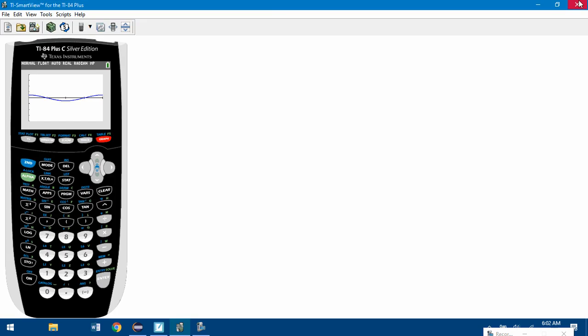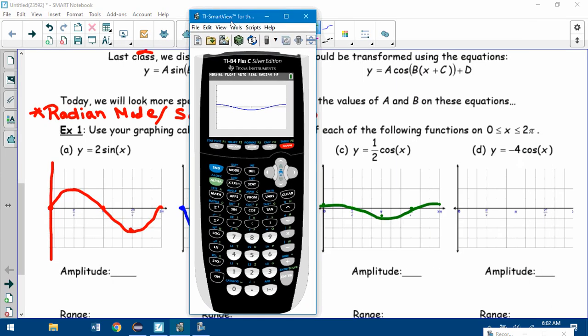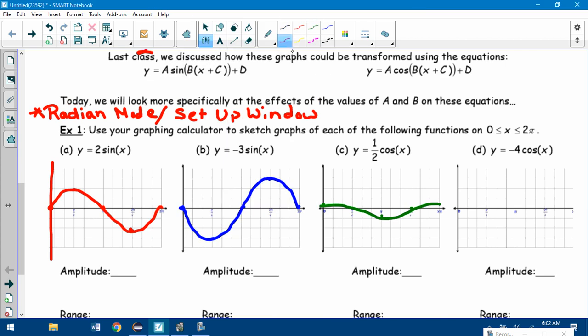Okay, and then the last one is -4 cosine of x. So -4 starts all the way at the bottom, goes all the way to the top, then comes all the way back to the bottom. So even though it's cosine, cosine normally starts up at 1, this starts down at -1. So as I graph this, think about how do you know, or why, just from looking at the equation, would it start down instead of up?